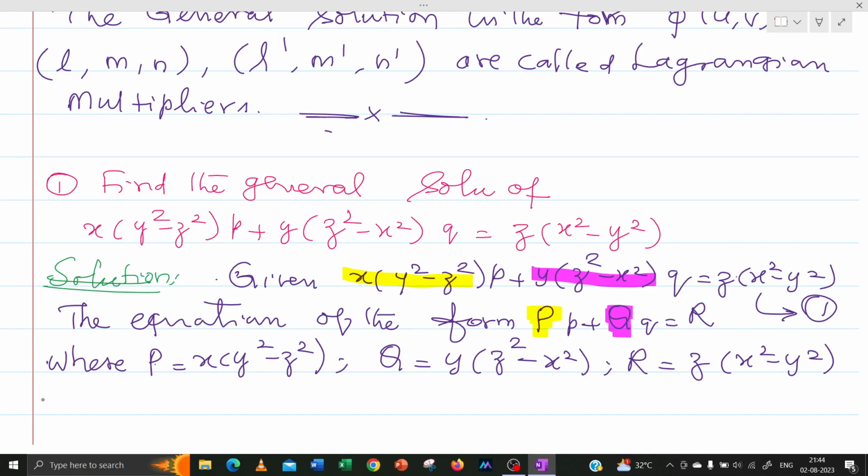In engineering, this topic, solving Lagrange's linear equation, is a very important topic. Because in mechanics, particularly in the field of fluid dynamics, this type of problem will come, that is, in finding streamlines, path lines or streak lines. So in this application, Lagrange's linear equation will come.